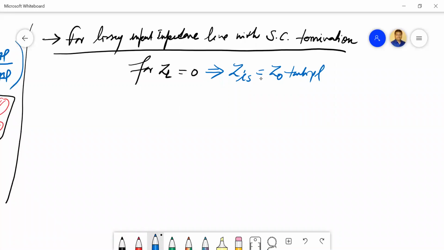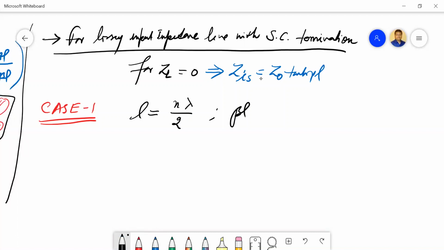Now let us consider a case. Let's say case 1. I'm taking the transmission line length as a multiple of lambda by 2, that is, n lambda by 2. If we calculate βL, this will be nπ. So it means that sin βL will be 0.